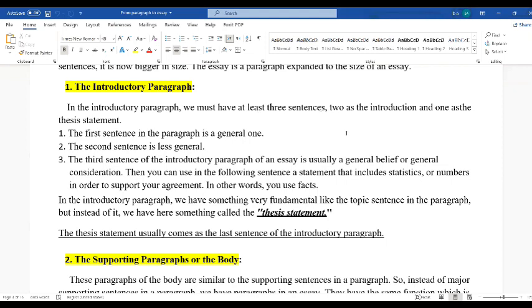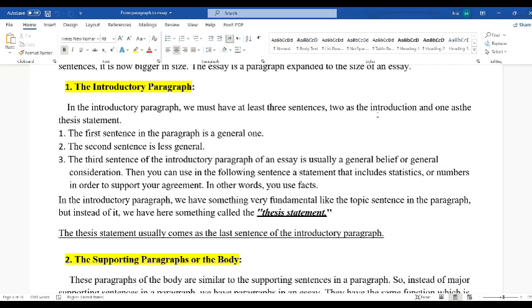Let me give you an example. For example, when I want to talk about why do people travel abroad, this is a topic. So in the introduction, when I want to introduce this topic, I need to talk about, for example, traveling in general, in two sentences.